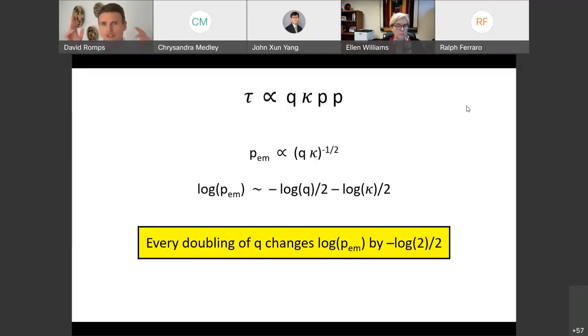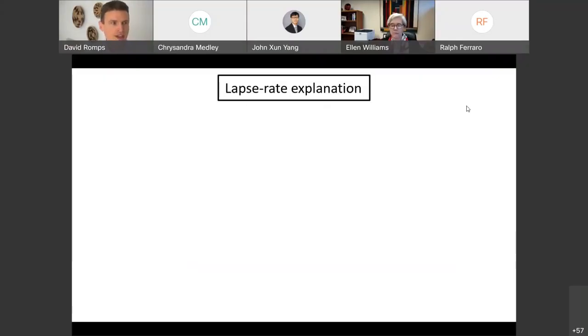So this should set off probably some little bells for you, because you remember the title of the talk is something like, why do you get the same forcing from CO2 for every doubling of the concentration. Here we see that every doubling of the concentration of a greenhouse gas is going to move the emission pressure, or the log of the emission pressure, by the same amount, by minus log of 2 divided by 2. So this then leads into the lapse rate explanation for why the forcing from CO2 is the same for every single doubling.